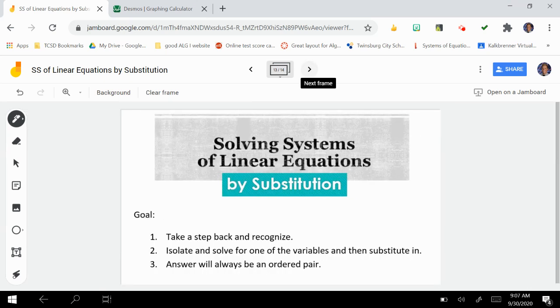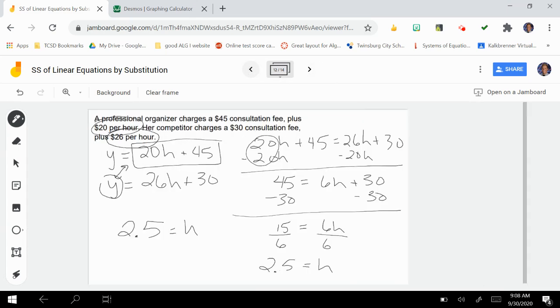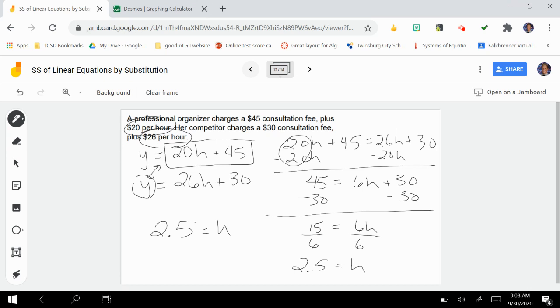All right. Just to recap what we did, take a step back and recognize. Isolate and solve for one of the variables. Normally they're already solved for. That's a good thing about substitution. And our answer will always be an ordered pair. All right. Other than that, again, like we always say, pause, rewind, repeat, right? And hopefully this is a lot of algebra and will be probably one of the most in-depth algebra classes that we have for the whole year. So you got it done and over with.